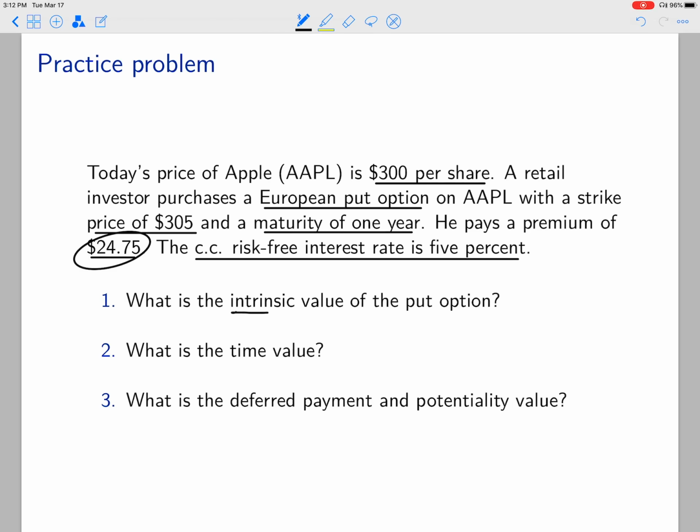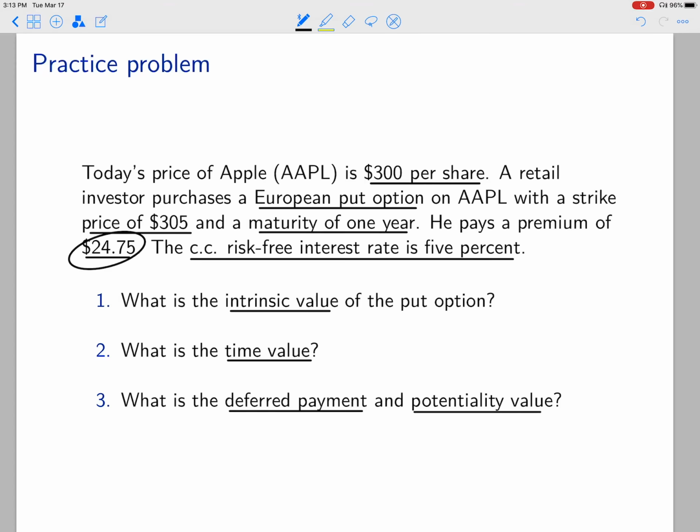Now what we're going to ask is as follows. What is the intrinsic value of the put? What is the time value of the put? And we're going to break time value into its two components: we're going to calculate the deferred payment and potentiality value. Solve the problem. Start by writing down inputs, always the best step.